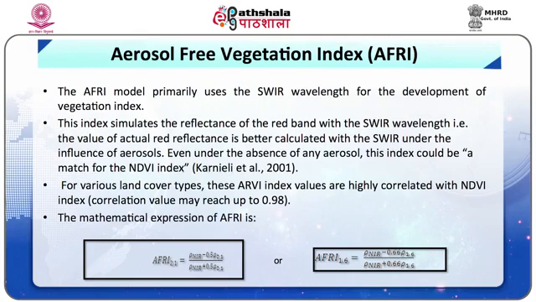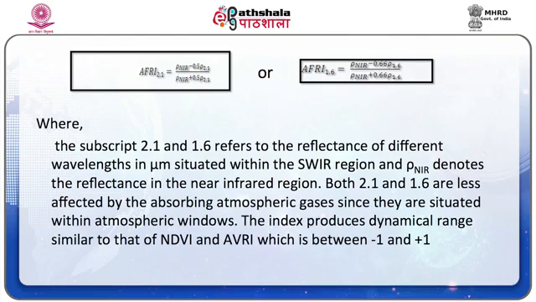For various land cover types, these AFRI values are highly correlated with the NDVI index. The correlation value may reach up to 0.98. The mathematical expression of AFRI is given in equations 9 and 10, where the subscripts 2.1 and 1.6 refer to the reflectance of different wavelengths, in micrometers, situated within the SWIR region, and NIR denotes the reflectance in the near infrared region. Both 2.1 and 1.6 are less affected by the absorbing atmospheric gases since they are situated within the atmospheric window. The index produces a dynamic range similar to that of NDVI and ARVI, which is between -1 and +1.